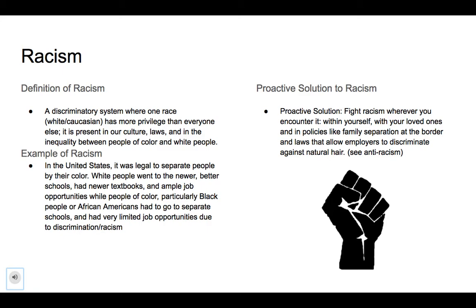But a proactive solution is to fight racism wherever you encounter it, whether that's within yourself, with your loved ones, friends, family, neighbors, and in policies like the family separation happening at the border, where brown people are being separated from their children because they're trying to escape dangerous, violent situations. And then another way you could fight it is standing up against laws that allow employers to discriminate against natural hair, claiming that it's for professional reasons and that naturally curly hair or that dreads aren't professional. Those are both racist things that are happening systematically.